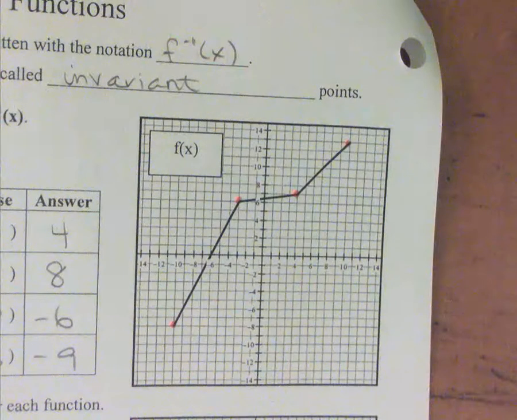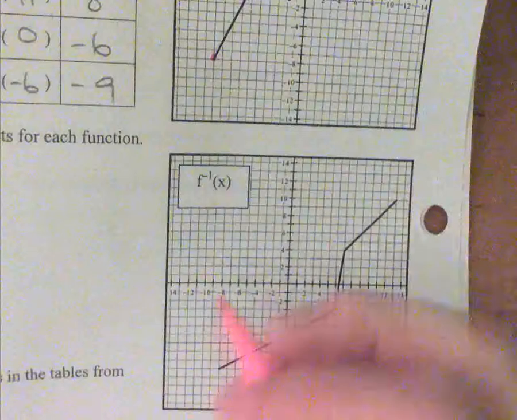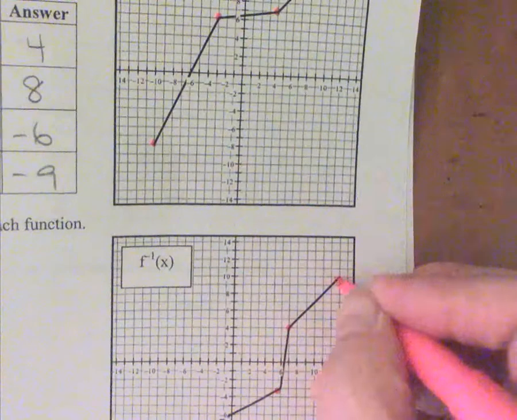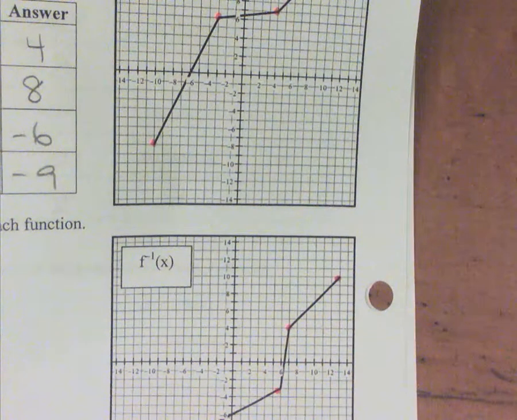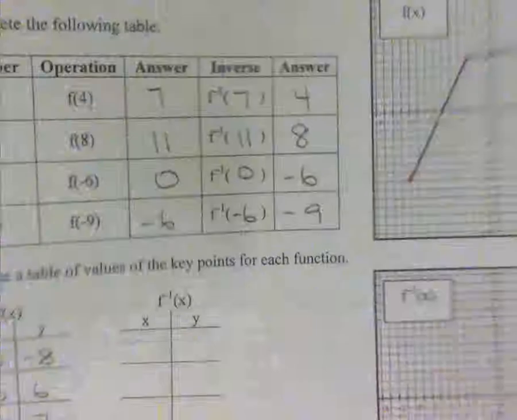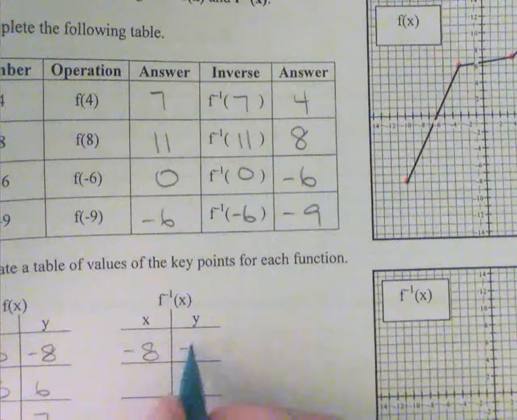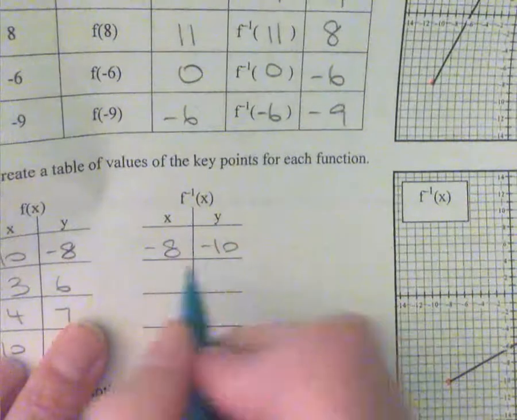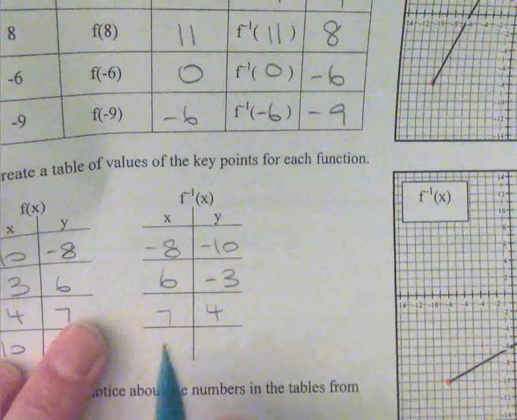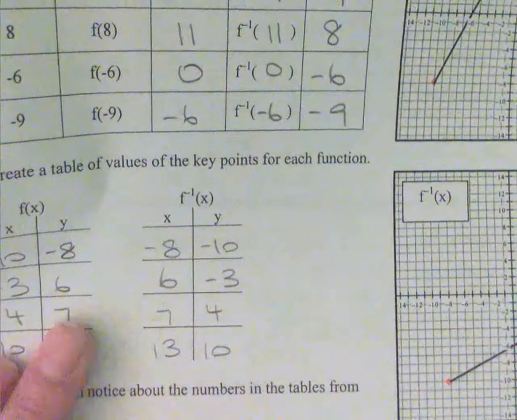If I look at the inverse function, I have a point here, here, here, and here. Okay, and I want to read those points off. And I'm going to go again left to right. So at -8, I'm at -10. At 6, I'm at -3. At 7, I'm at 4. And at 13, I'm at 10.